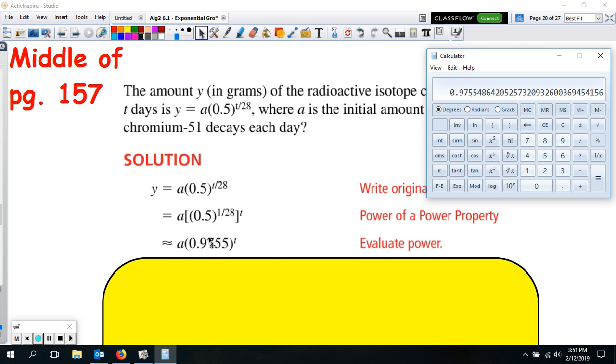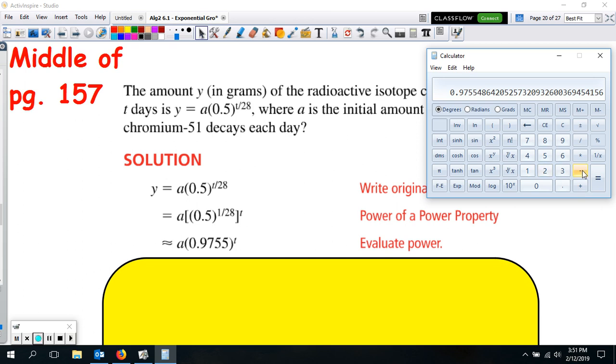0.9755, and that's what they have here now. And so now they have this to the t power, so now that gives us our base. Our base number is this. We can definitely see it's decay now from this number, because this number is less than 1. So now we want to figure out, okay, 1 minus what number will give us this number. We can do that on the calculator even. We can say 1 minus this number.